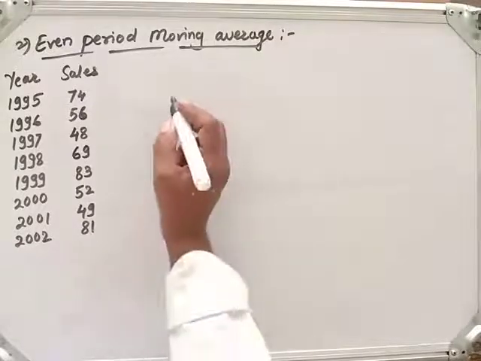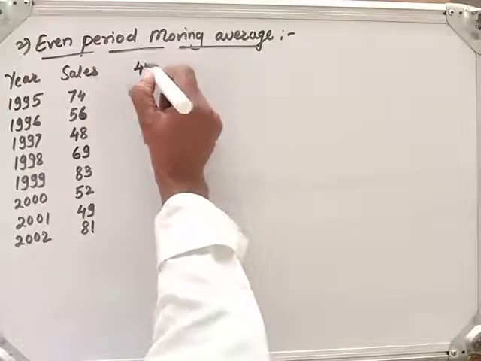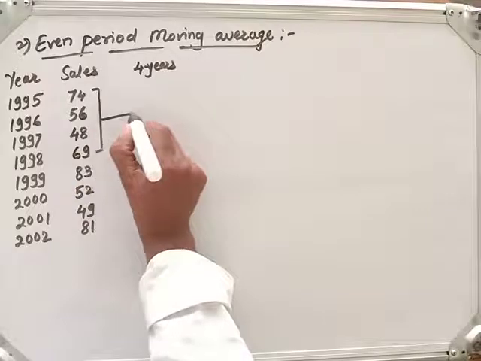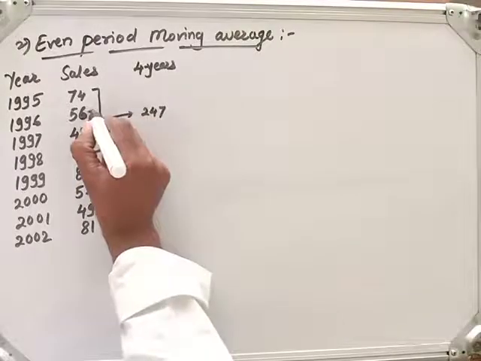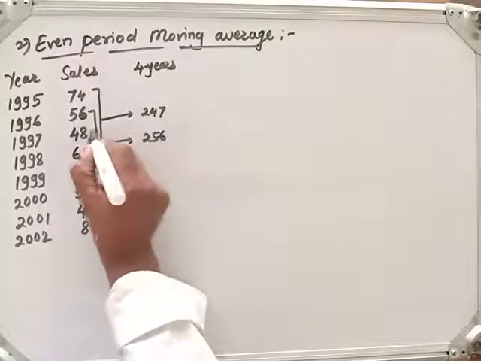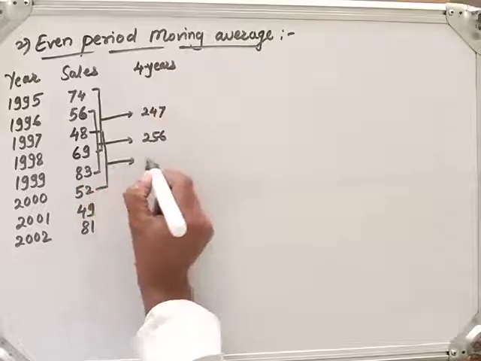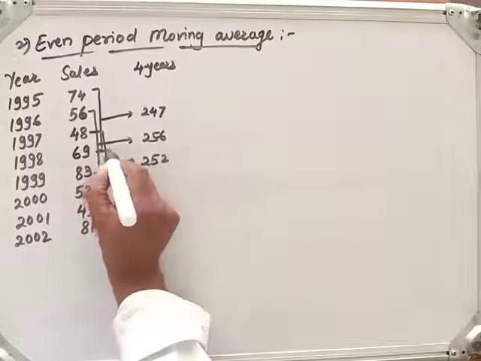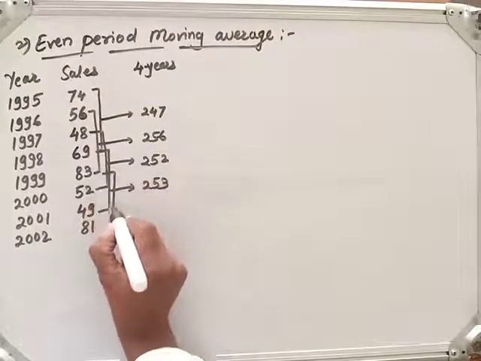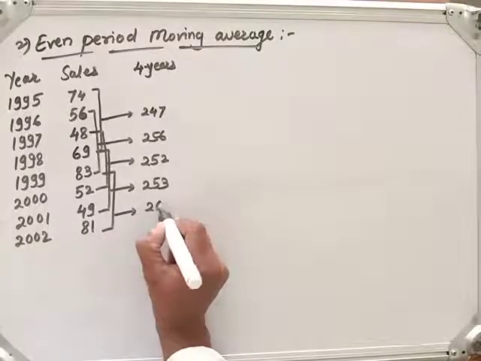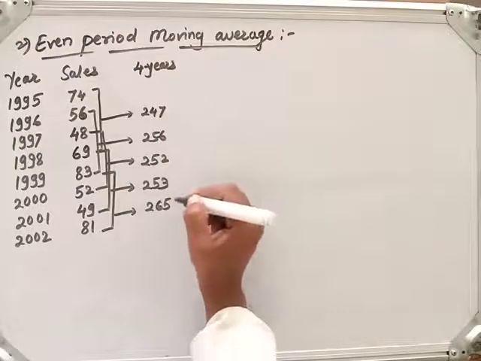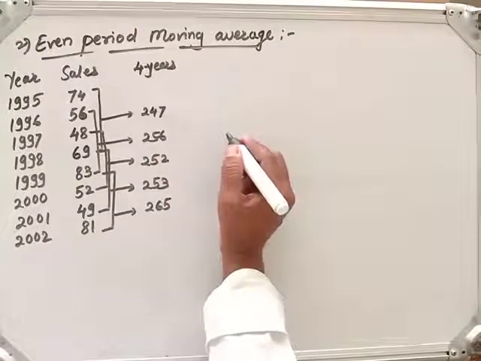Now here let me take 4 years total. So these 4, that total is 247. Then next 4, the total is 256. Then further 4, the total is 252. Then next 4, the total is 253. And then next 4, the total is 265. Now again here we found 4-year totals, but we won't take the average of this directly.